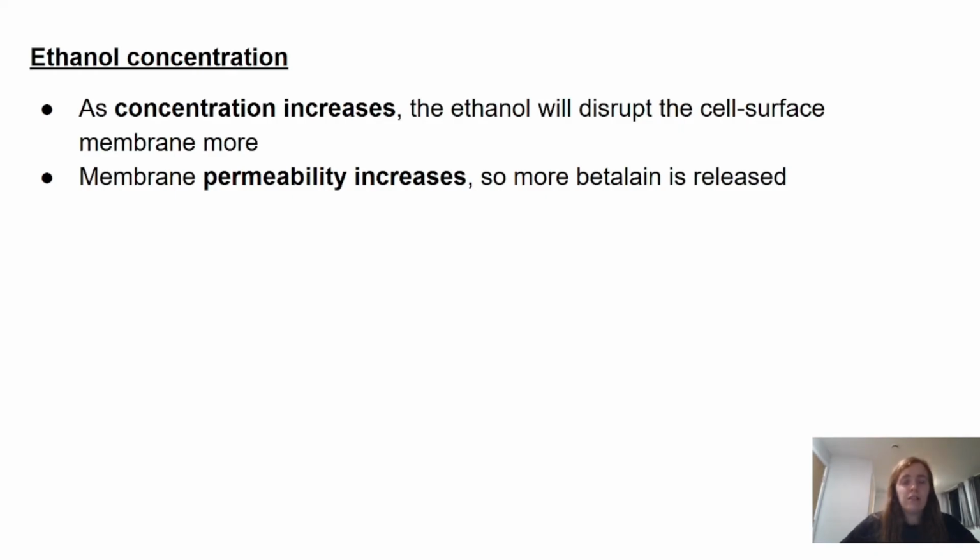With the ethanol concentration, it has a similar pattern to temperature. As the concentration increases, the ethanol will disrupt the cell surface membrane, because it's an alcohol. Alcohols denature proteins too. So the ethanol will disrupt the cell surface membrane structure more. This will lead to a membrane permeability increase, so more betalain is released, so absorbance increases.